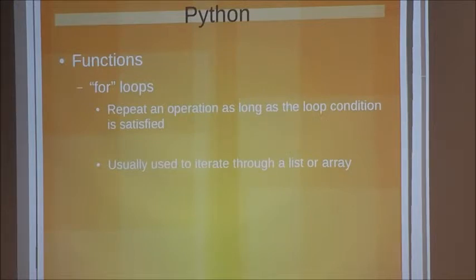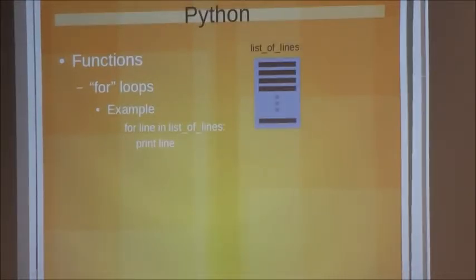So for loops. Of course, I hope everyone knows what for loops do by now. Yes? Yes. So for loops basically repeat until the condition is satisfied, usually to iterate through a list or an array. So let me show you how Python does it. These two lines will actually go through the entire list and print everything out. It's that little sort of animation.